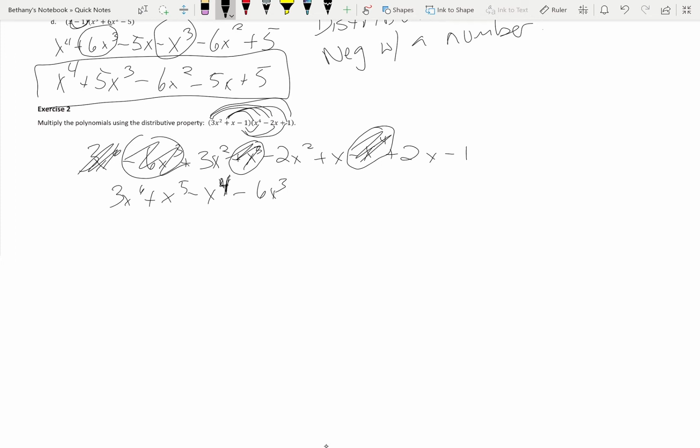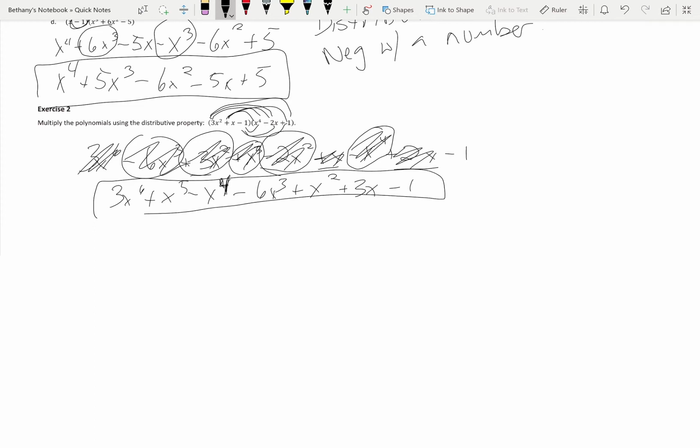Done. Alright, I have positive 3x squared minus 2x squared. That's just 1x squared. Done with both of those. X plus 2x is 3x. Done with those. Minus 1. So many terms, but it is what it is.